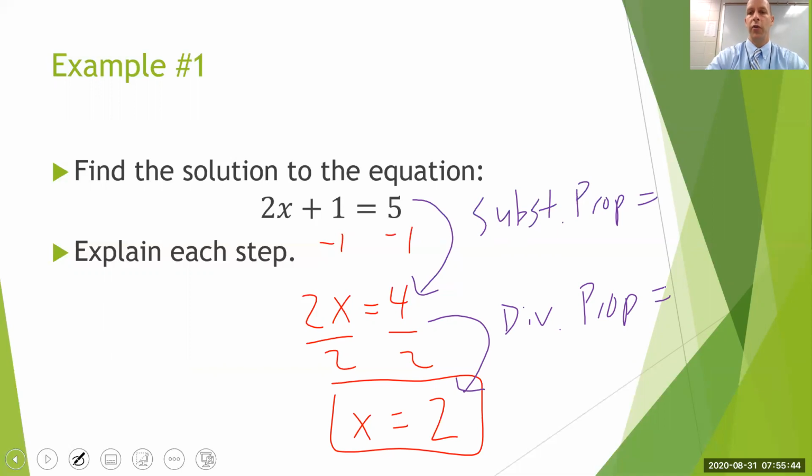I am connecting the reasons for the steps. Now this isn't a big thing, but it does require that whoever's doing the work understand what each step means. And I would argue that if you don't understand what each step means, then you probably don't have a deep enough understanding of what those steps are.